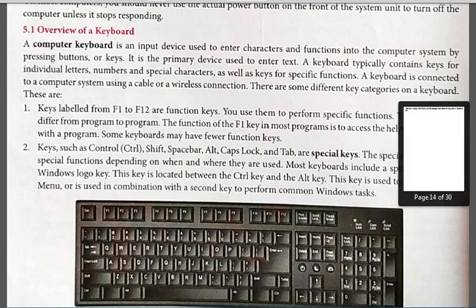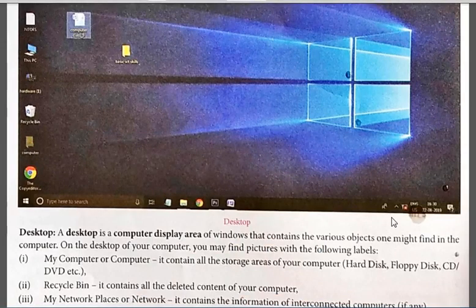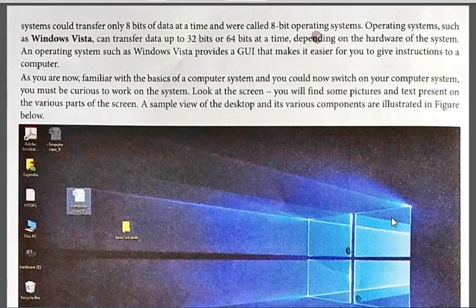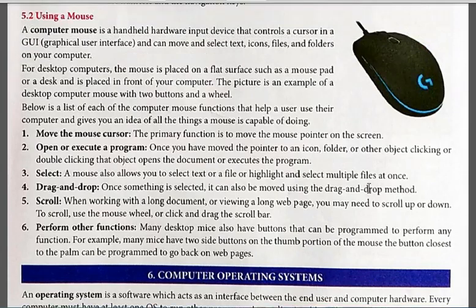Then next is using a mouse. The mouse is also an input device that controls the cursor and can move and select text, icons, files and folders on your computer. The mouse is used to move the mouse cursor. It is also used to open and execute programs. The mouse is used to select, drag and drop, and to scroll.